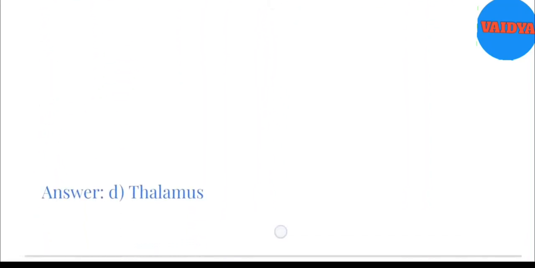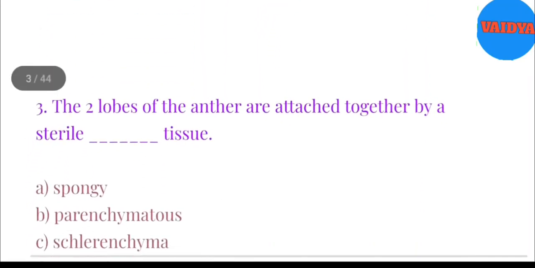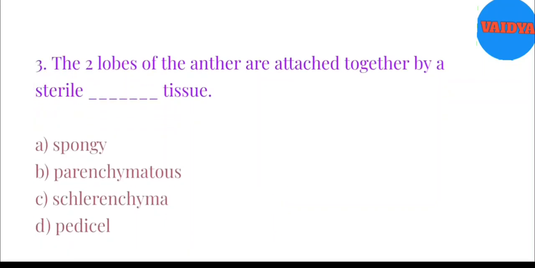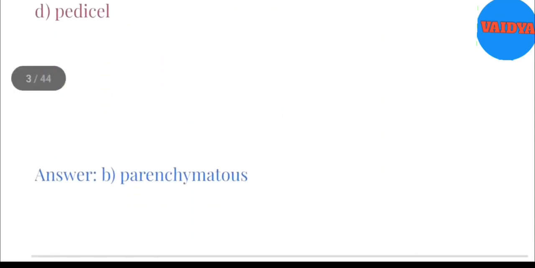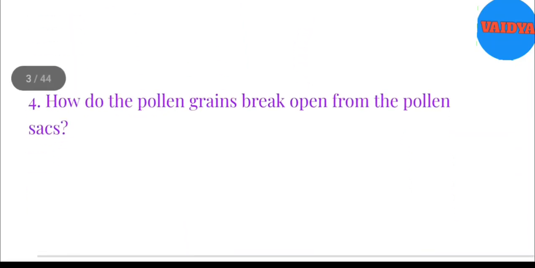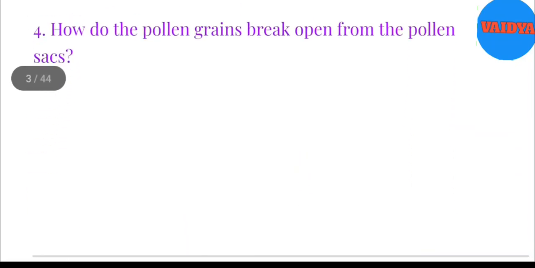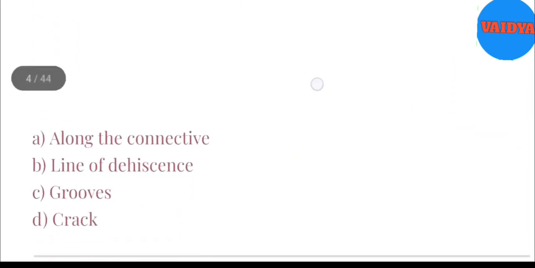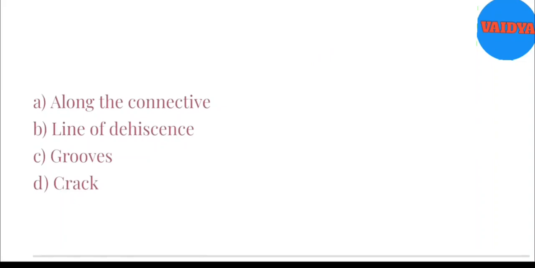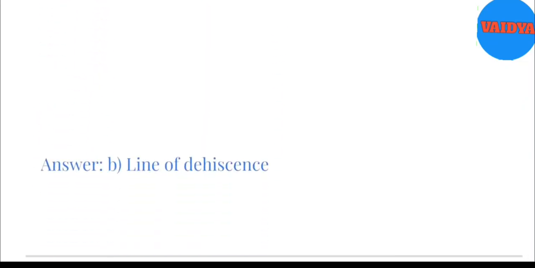3. The two lobes of the anther are attached together by a sterile dash tissue. A. Spongy. B. Parenchymatous. C. Sclerenchyma. D. Pedicel. Answer: B. Parenchymatous. 4. How do the pollen grains break open from the pollen sacs? A. Along the connective. B. Line of dehiscence. C. Grooves. D. Crack. Answer: B. Line of dehiscence.